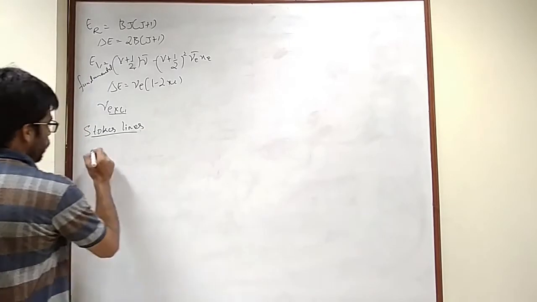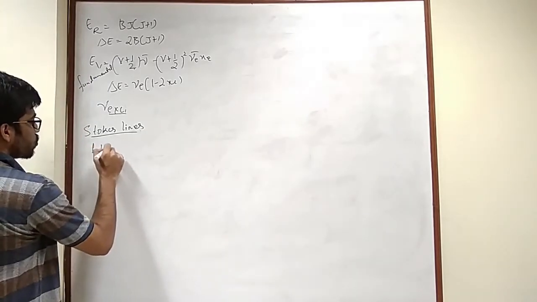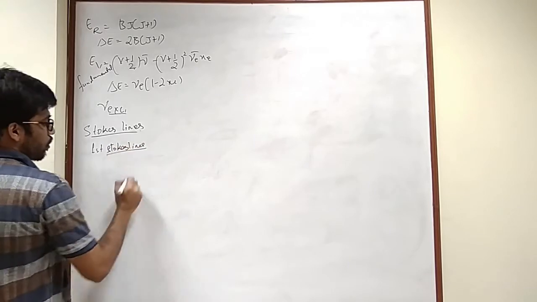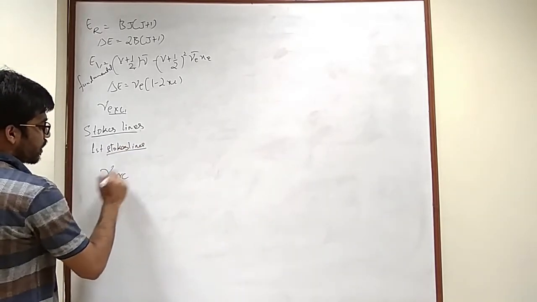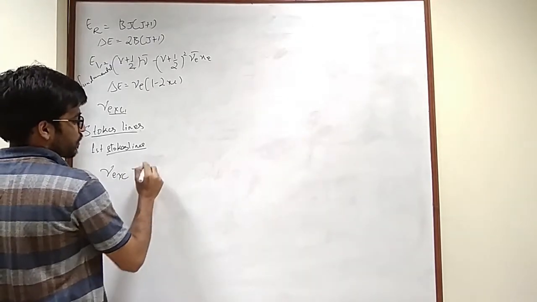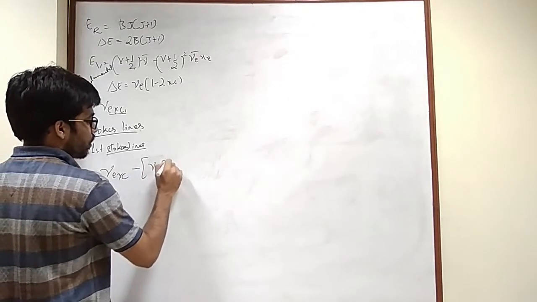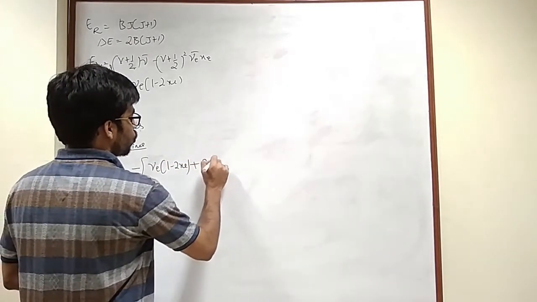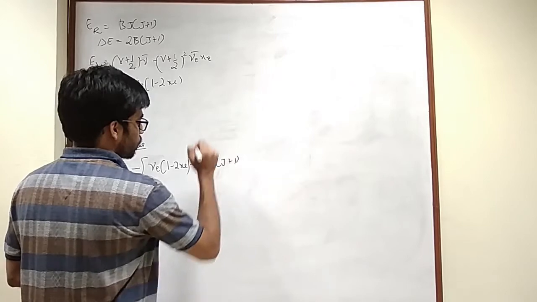For the Stokes line, the first Stokes line will have mu excitation minus delta E. And what is delta E? Delta E is mu E1 minus 2xe plus 2B(J+1).